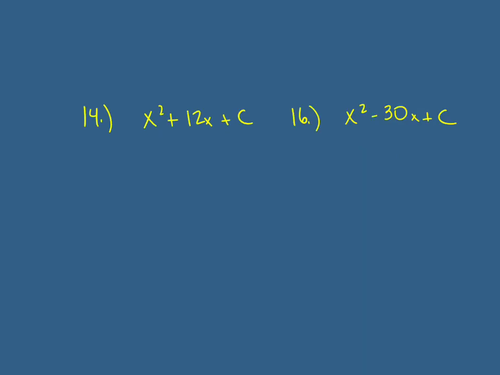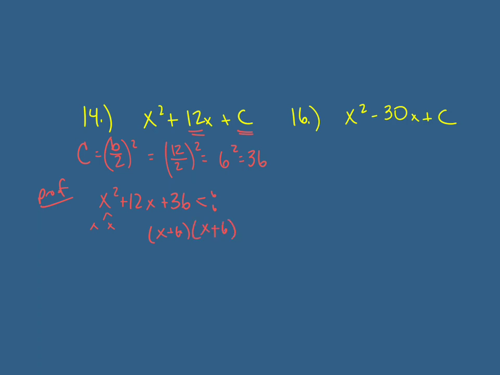Now 14. For 14, you have to make a new C. So I don't know what C is. To find it, I say C equals B over 2 squared. Well, this time B is 12. So it's 12 over 2 squared, which is 6 squared, which is 36. So I plug this back in. This is like the proof. I want you to prove that you did it right. So I plug 36 in. I'm going to see if it factors out. x and x, 6 and 6. The squares up to 12. So this is x plus 6, x plus 6. So it does factor into x plus 6 squared. So that's the proof. This is your answer.